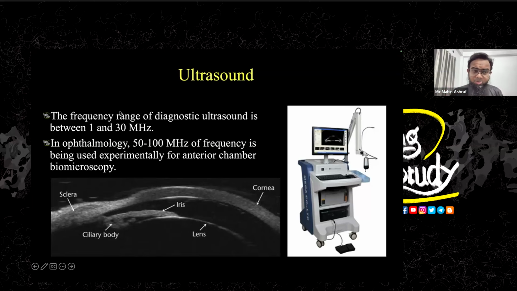So right now, it's very difficult to say that 1 to 30 megahertz is the only range for diagnostic ultrasound. It will get changed. Previously, we tried to say 1 to 10 megahertz, 1 to 15, 1 to 20. Now we are saying that it's 1 to 30 megahertz, but make sure it will get changed.